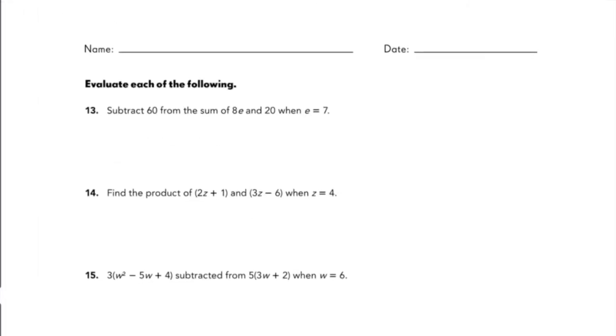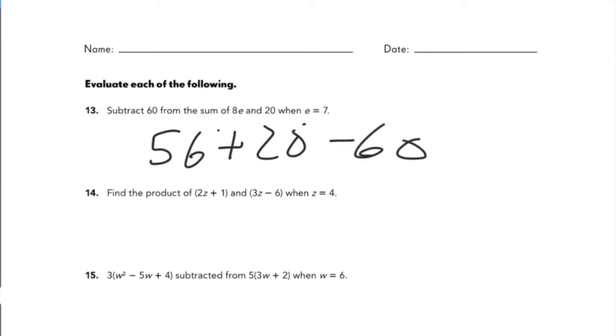Subtract 60 from the sum of E and 20. Okay, so here it says subtract 60 from the sum of E and 8E. So we have to do 8E first. So 8 times 7 is 56 plus 20 minus 60. And then you need to solve that. So we're going to take the words here and we need to put it into an expression. Let's just do one more.